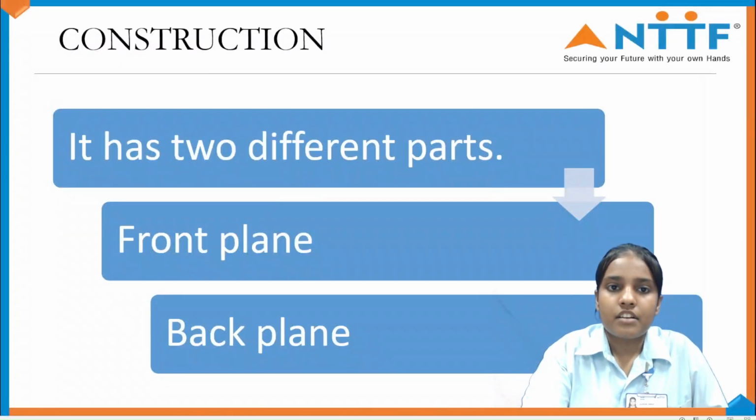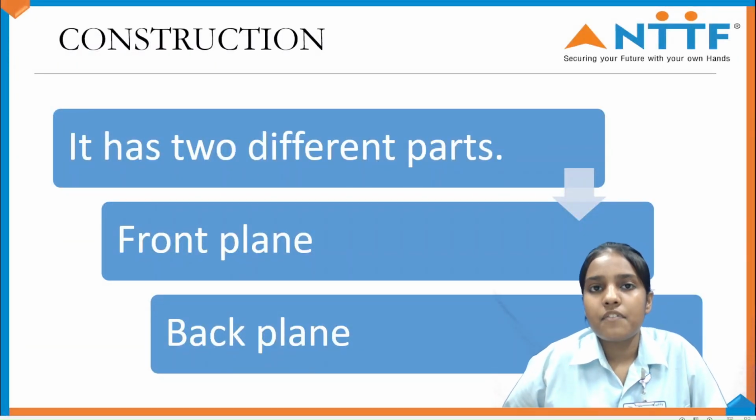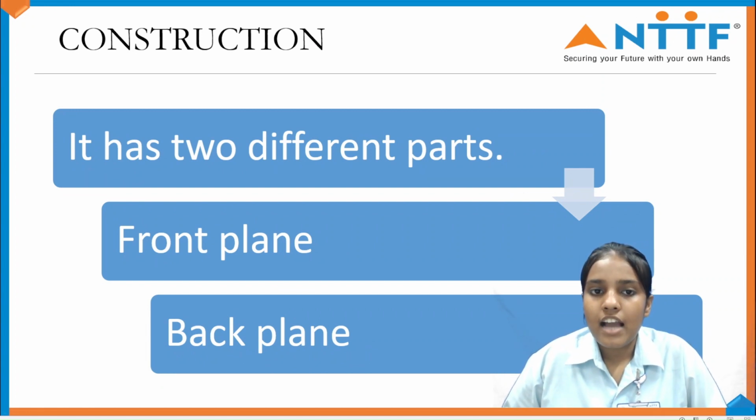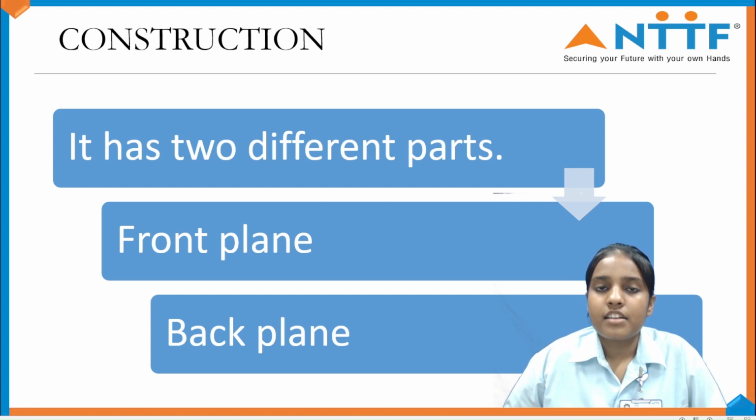This is the construction. It has two different parts, front plane and back plane. Front plane consists of E-ink, and E-ink is made up of hundreds of microcapsules. Further I am going to explain microcapsules briefly. Back plane contains an electronic circuit, and the electronic circuit contains a thin film transistor array which provides voltage to the e-paper.